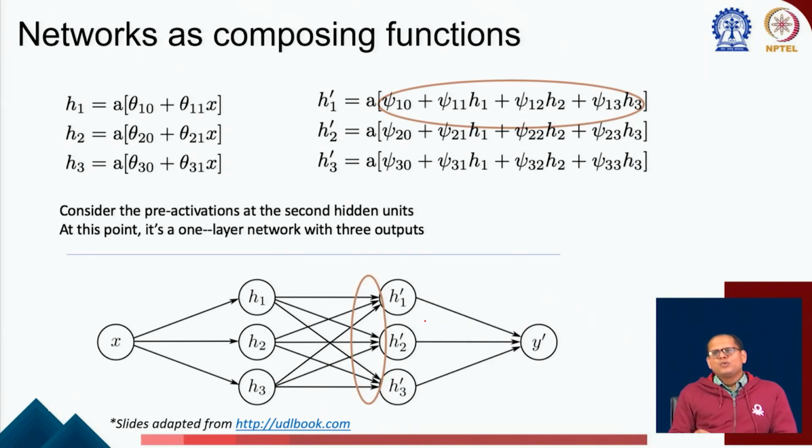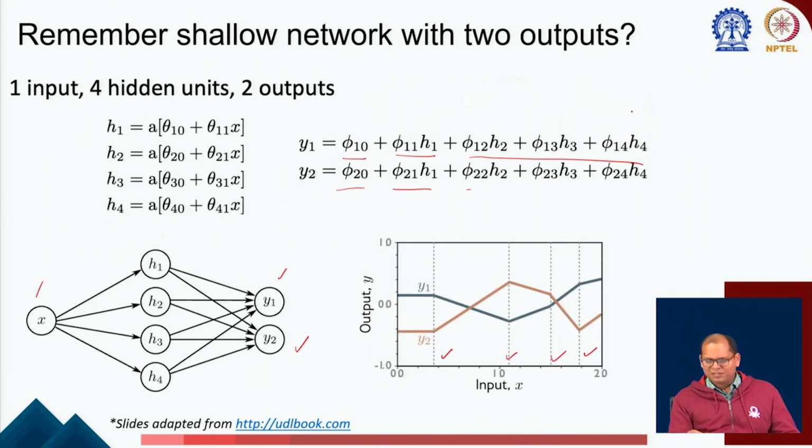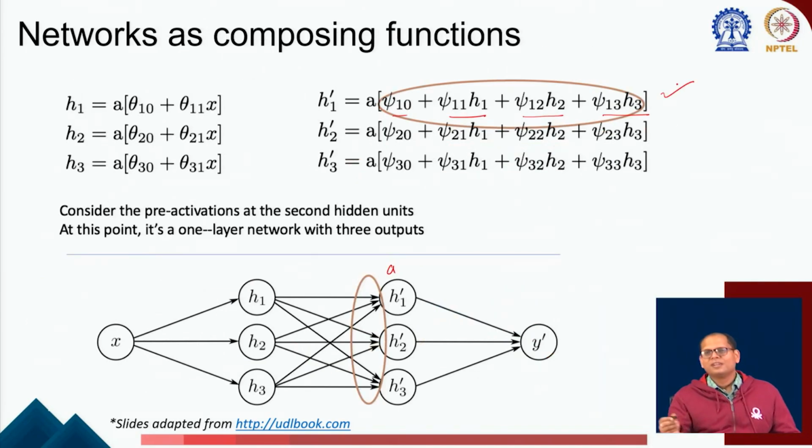Now you can consider your pre-activation before you apply your ReLU here. This pre-activation is nothing but psi 1 naught plus psi 1 1 h1 plus psi 1 2 h2 plus psi 1 3 h3, and this actually resembles this equation. This and this equation look very similar. So this is as if you are getting one output, second output, third output. You can think of pre-activations as your multiple outputs, and then you are applying the nonlinearity. So this ReLU function is giving you h1 prime to h3 prime.